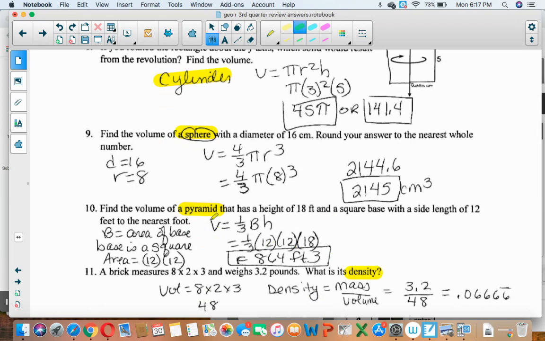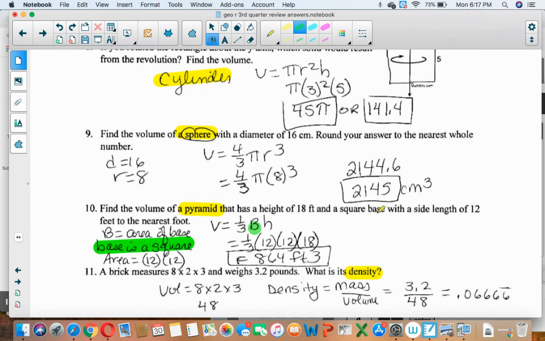Pyramid, volume of a pyramid is 1/3 BH. Now this capital B stands for area of the base. Okay, so when I have a pyramid, or any figure really, I'm always concerned about what shape the base is. All right, so right here, this is my base. I want to find the area of the base. Well, they already told me that my base is a square. A square has all sides congruent.